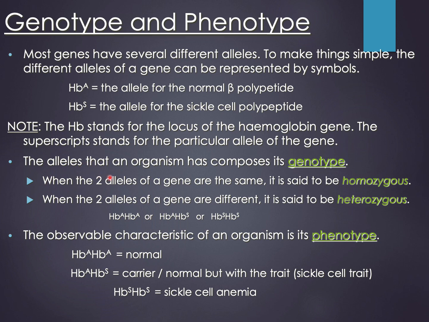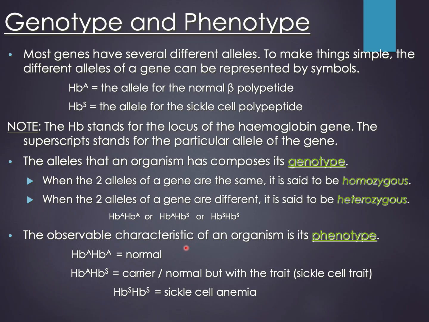When two alleles of a gene are the same, they're said to be homozygous. When the two alleles of a gene are different, they're said to be heterozygous. So looking at our examples, these would represent homozygous, normal. The second example is representing heterozygous, still normal. And then this last one is homozygous recessive, so it would actually represent somebody with sickle cell.